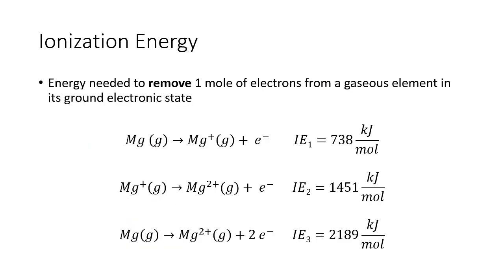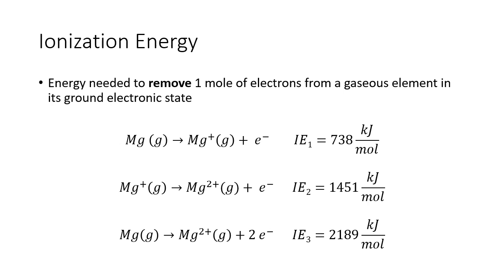All right, so let's talk about ionization energy. Ionization energy is the energy needed to remove 1 mole of electrons from a gaseous element in its ground state. That is a very specific definition. We can continue to remove electrons if we want to. So we could call the energy to take off the first electron the first ionization energy, the second one the second ionization energy, etc. You get the idea.